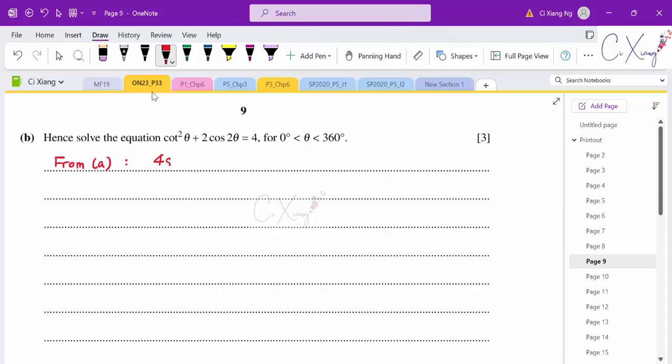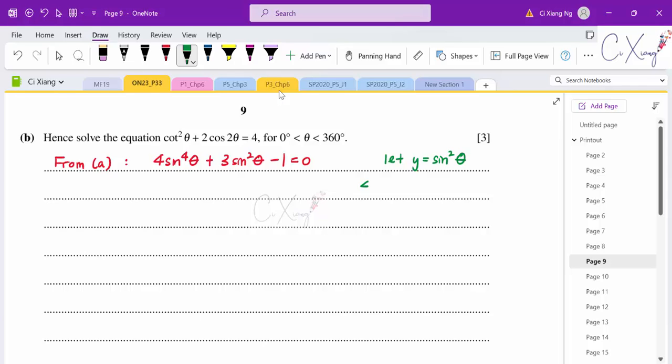So we are having 4 sine power 4 theta plus 3 sine square theta minus 1 equals 0. By right, this is actually a quadratic form equation in terms of sine square. If you are not able to observe it, you can let y equals sine square theta first.